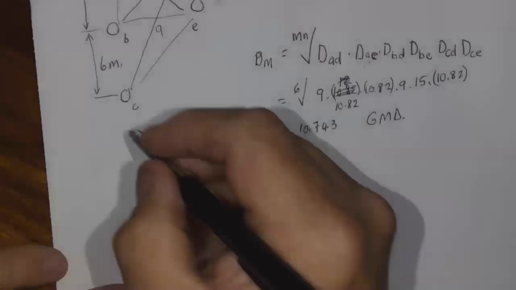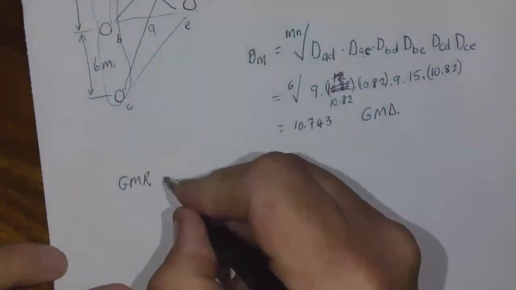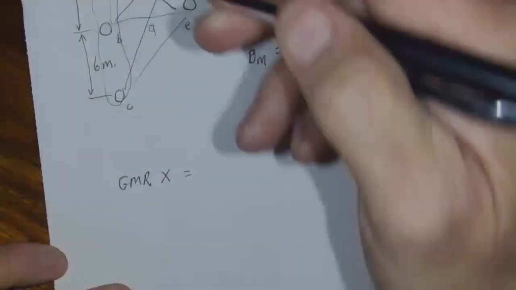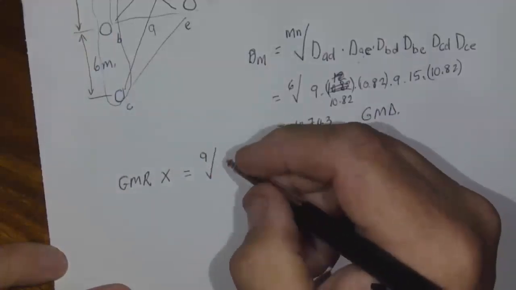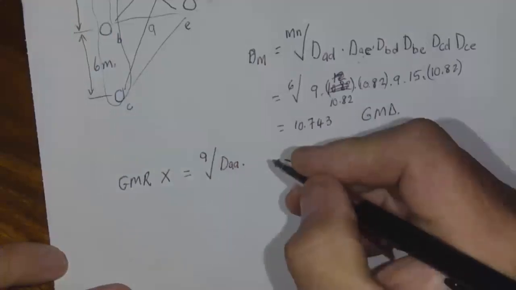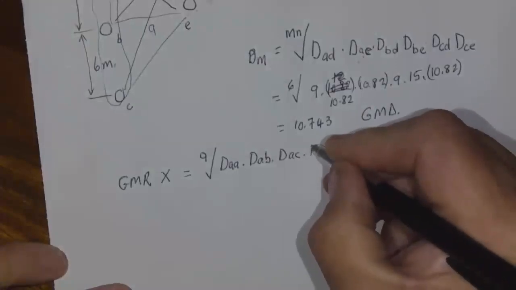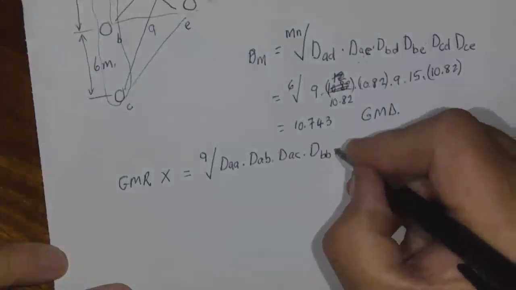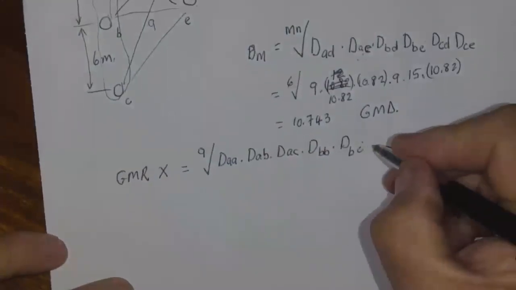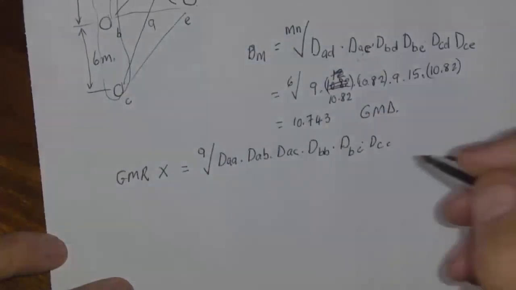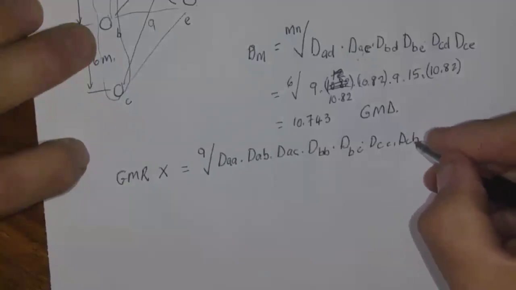Okay, and now we must find the GMR of each line. So GMR of X is going to be the number of conductors squared, so that'll be the 9th root of DAA times DAB times DAC times DBB times DBC times DCC, 1, 2, 3, 4, 5, 6. All right, and then we must go back. DCB and DCA.